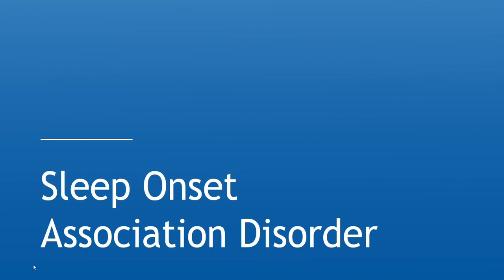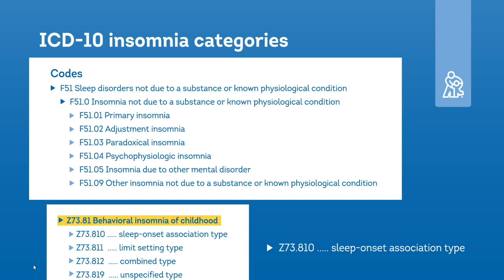So sleep onset association disorder is actually a type of a larger disorder called behavioral insomnia of childhood. And as you can see on the screen, there's another type, limit setting. You could also diagnose both or unspecified. I'm not going to be talking about limit setting today. It's basically what it sounds like.